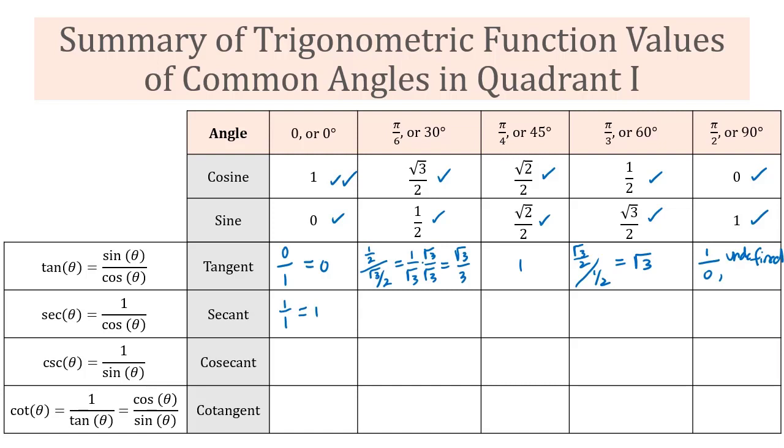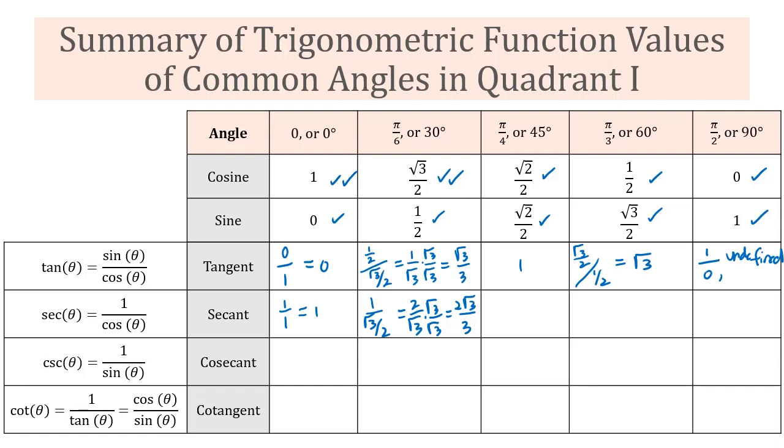For 30 degrees, or pi over 6, I'm going to have 1 over that cosine. So 1 over the square root of 3 over 2, which is 2 over the square root of 3. I'm going to rationalize the denominator like you saw me do before, and I get 2 times the square root of 3 over 3 for the secant of a 30-degree angle, or pi over 6 radians.